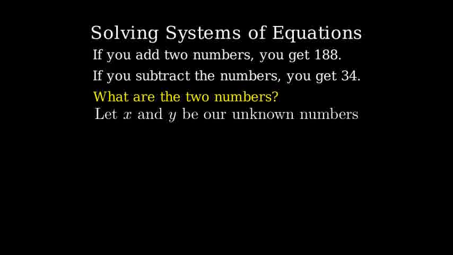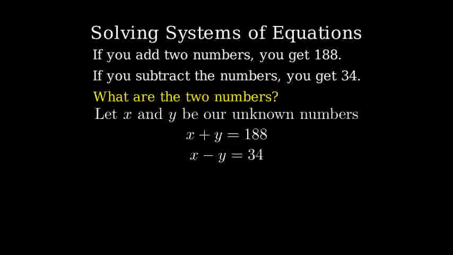First, let's translate the word problem into mathematical equations. Let's call our two unknown numbers x and y. For the first condition, adding the numbers gives us x plus y equals 188. For the second condition, subtracting the numbers gives us x minus y equals 34.